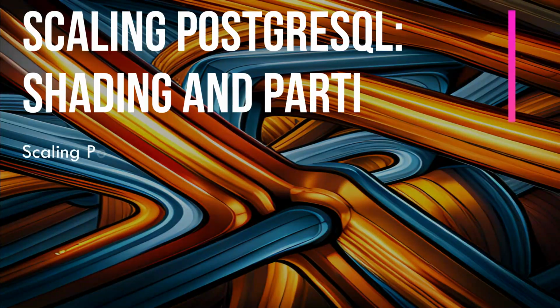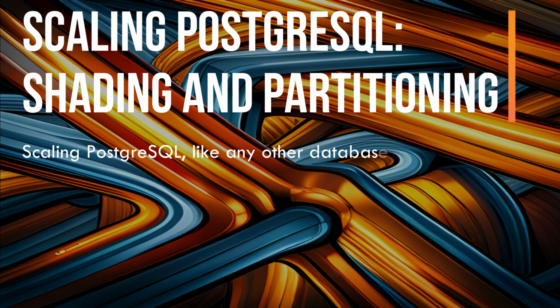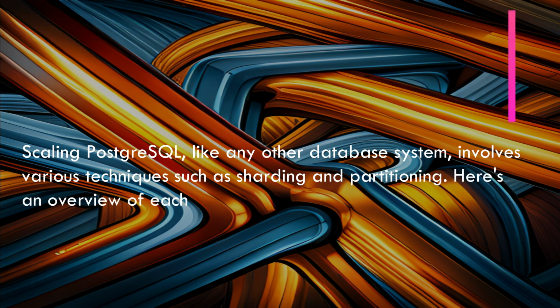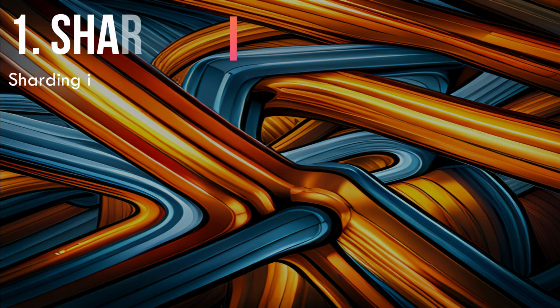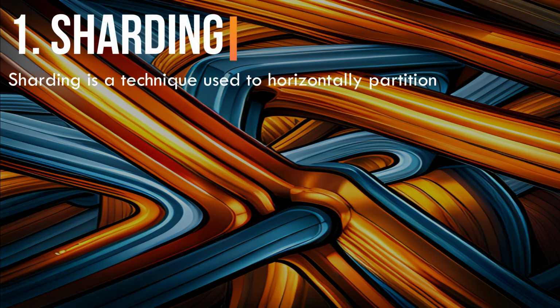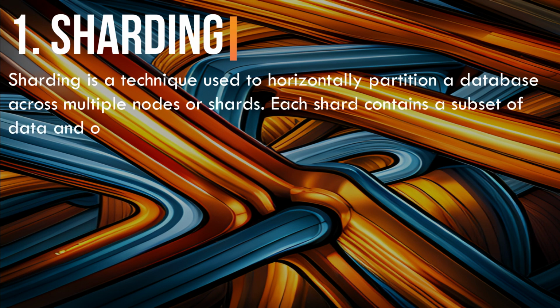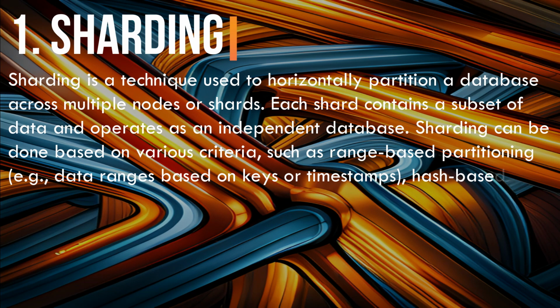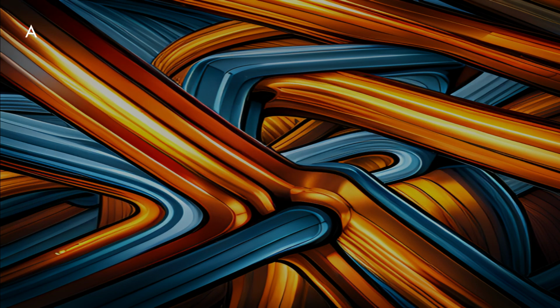Scaling PostgreSQL, sharding and partitioning. Scaling PostgreSQL, like any other database system, involves various techniques such as sharding and partitioning. Here's an overview of each. 1. Sharding. Sharding is a technique used to horizontally partition a database across multiple nodes or shards. Each shard contains a subset of data and operates as an independent database. Sharding can be done based on various criteria, such as range-based partitioning, for example, data ranges based on keys or timestamps, hash-based partitioning, for example, data hashed to determine the shard, or other custom criteria.